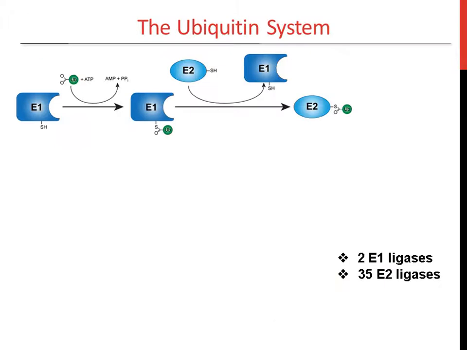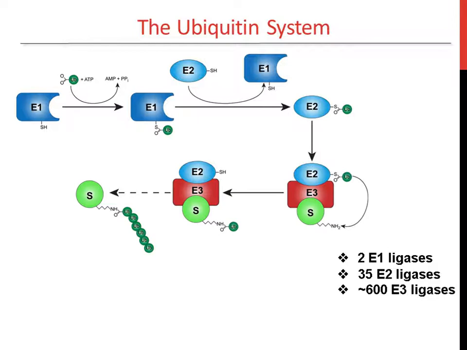And one reason is because we have specialized enzymes. So the way it works in the ubiquitin system is that we have in the human genome only two E1 ligases. And the E1 ligase gets charged with ubiquitin by the usage of ATP. It then transfers this ubiquitin onto E2 ligases. And there's only about 35 E2 ligases in the human genome. And then it binds to an E3 ligase, and there's about 600 to 700 E3 ligases in the human genome, which then give the specificity for the substrate.